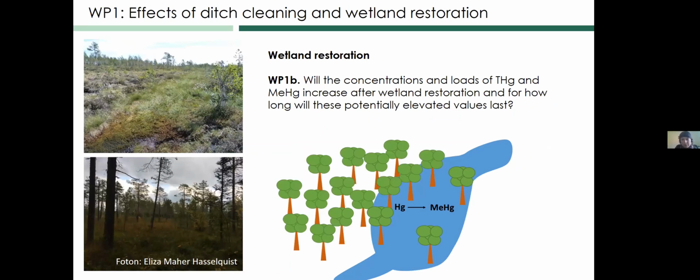In the wetland restoration, we are mainly interested in methyl mercury, as the methyl mercury is what we are hypothesizing will mainly increase after wetland restoration. We also hypothesize that these potentially elevated concentrations will last for quite long times, as we are permanently transforming the environment to potential high mercury methylation sites.